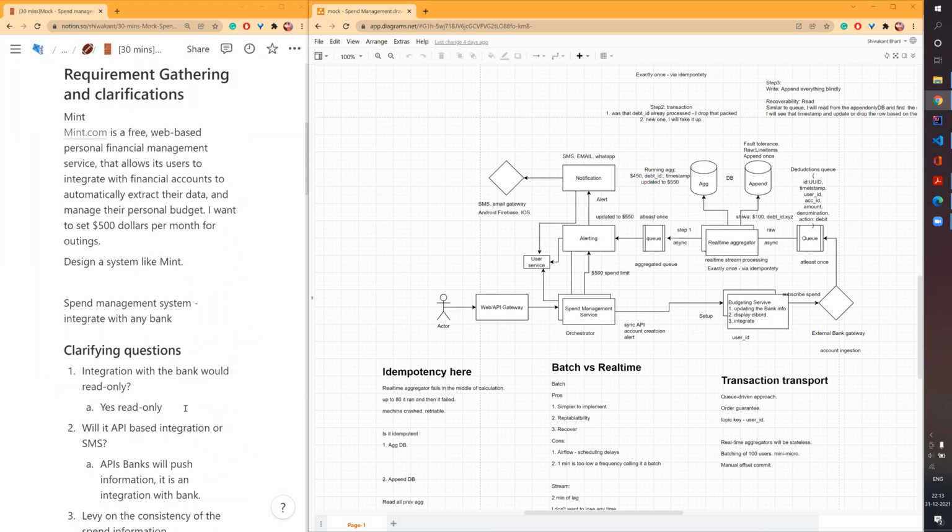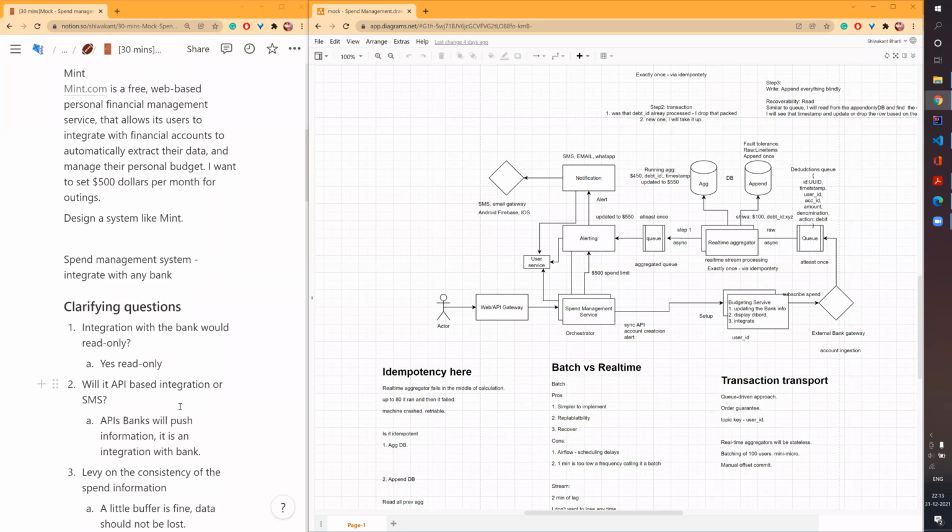We are meeting here to discuss one of the system designs, which is called mint.com, a free website which helps us do some sort of spend management. What it does is it captures the spend from our bank, and then it allows us to set some sort of alerting and notification.